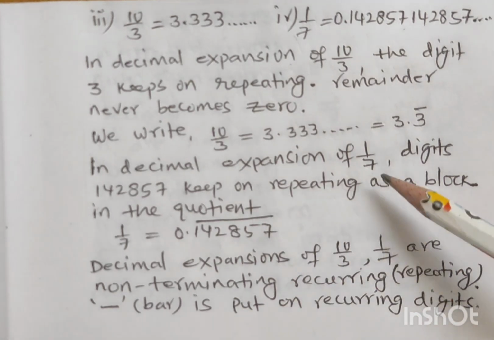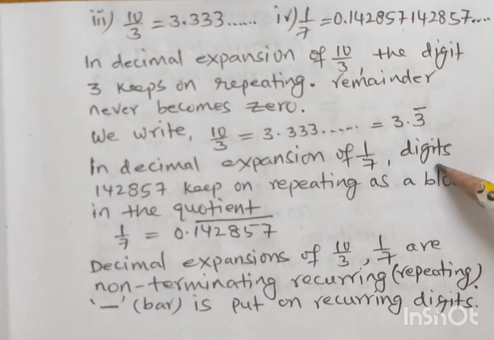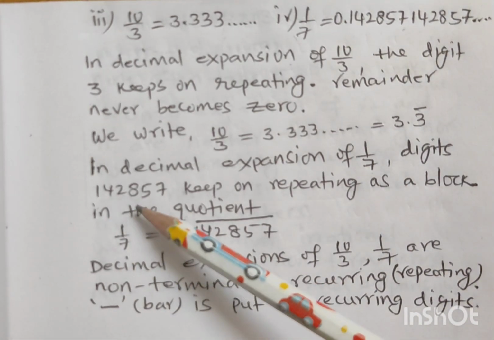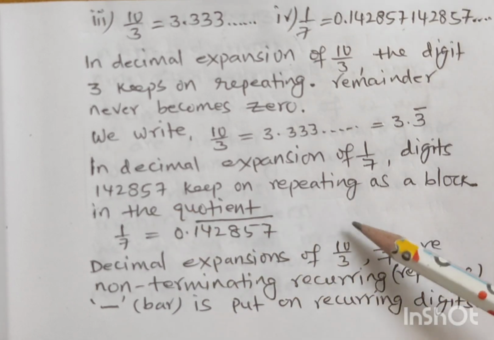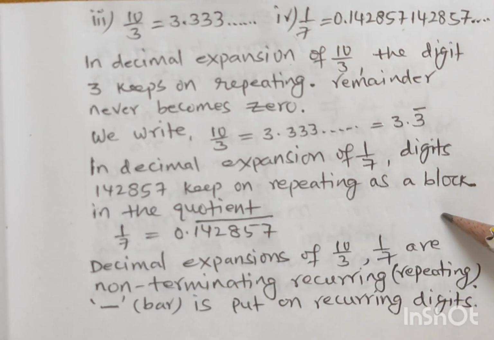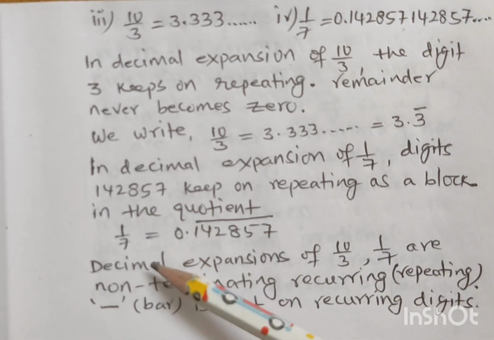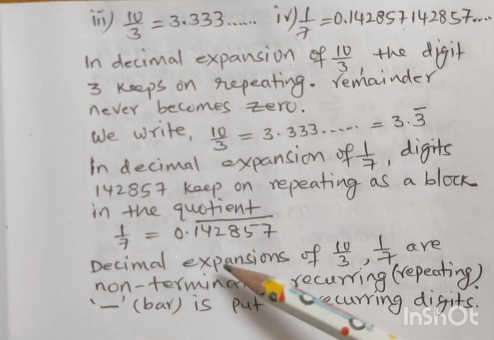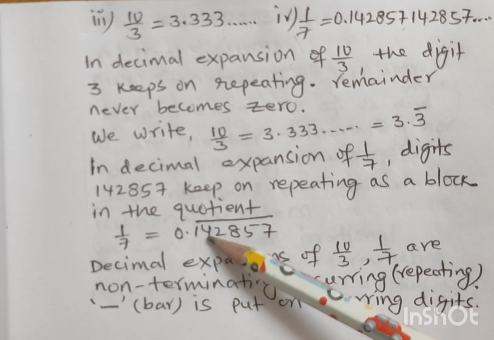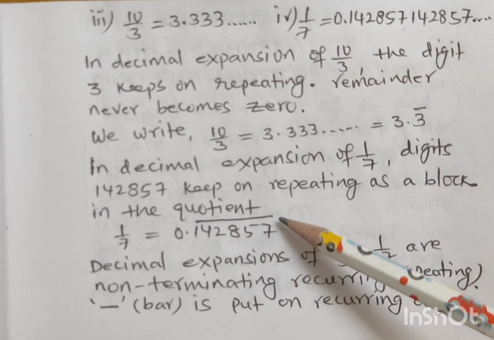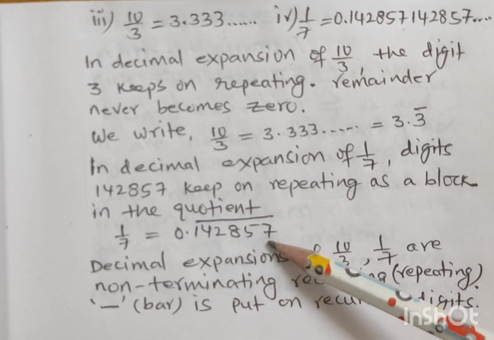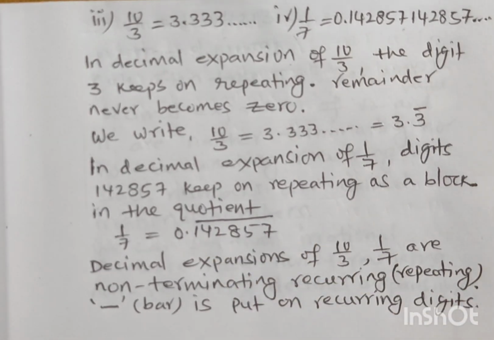In decimal expansion of 1 by 7, digits 142857 keep on repeating as a block. 1 by 7 equals 0. In this block we put the bar on top, meaning that all these units in the block are repeating. We say decimal expansions of 10 by 3 and 1 by 7 are non-terminating, recurring.